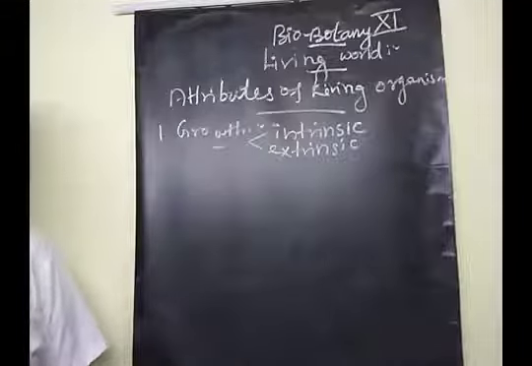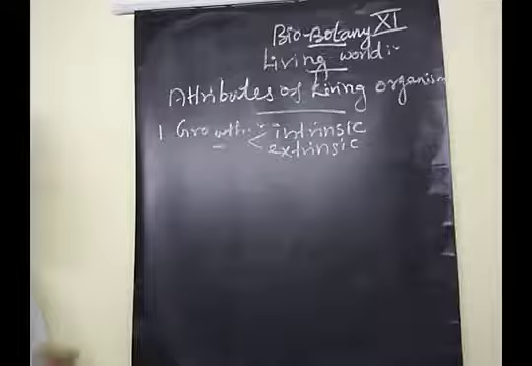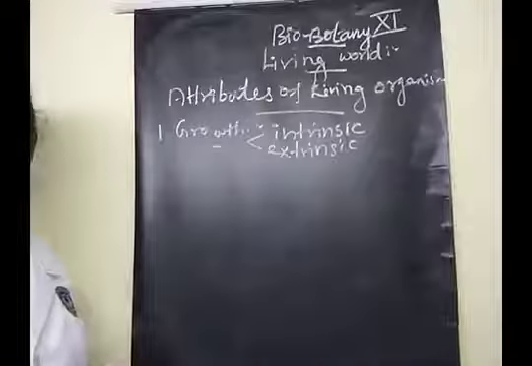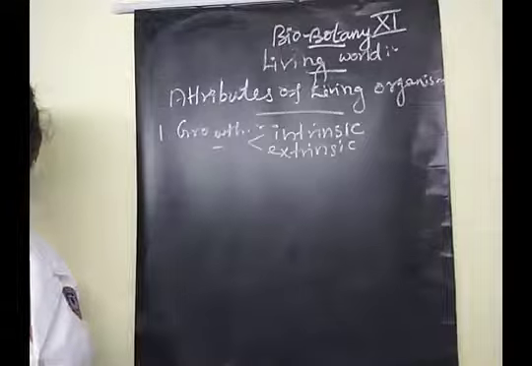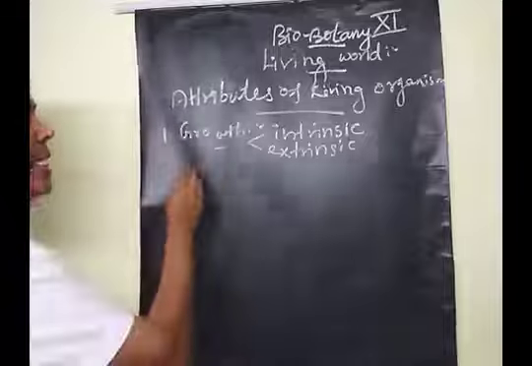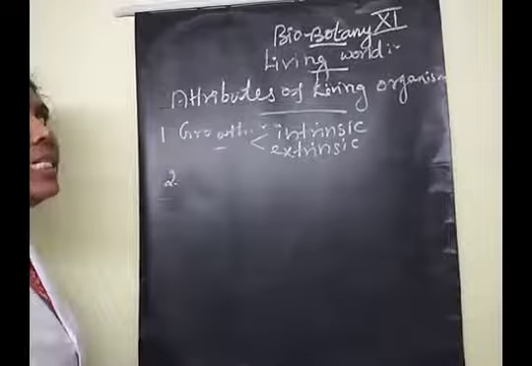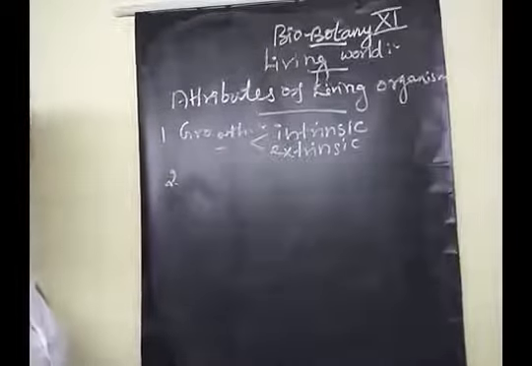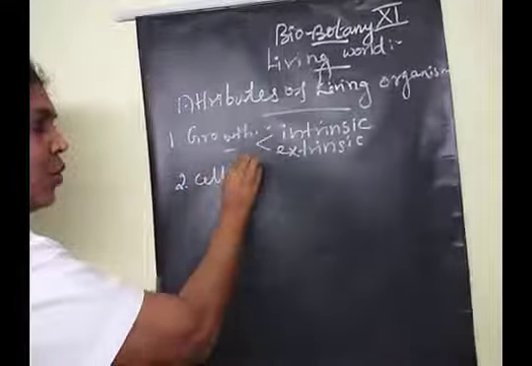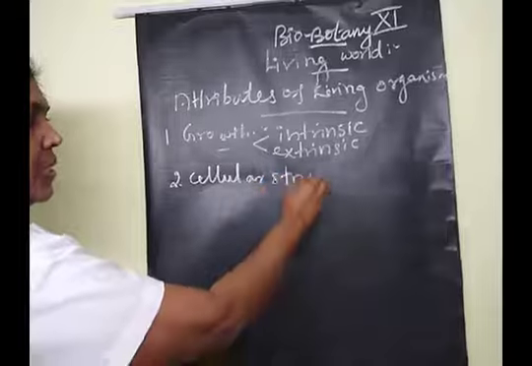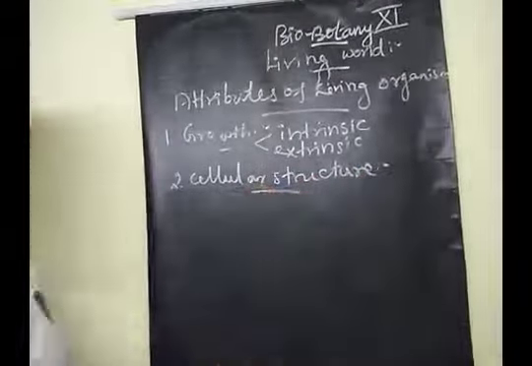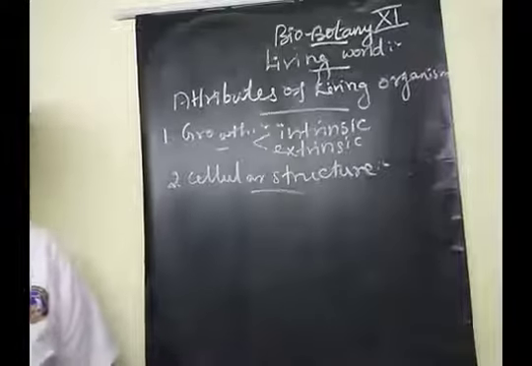Next one, what do you mean by attributes, children? Attributes means natural quality. What is the natural quality of living organisms? The second attribute of living organisms is cellular structure. All living organisms are made up of cells.